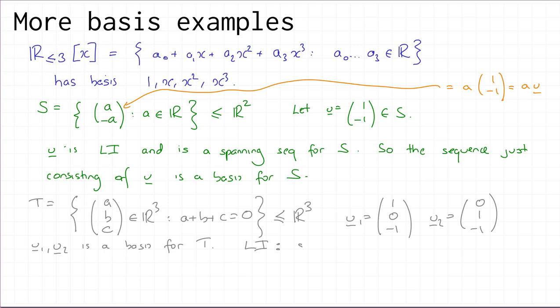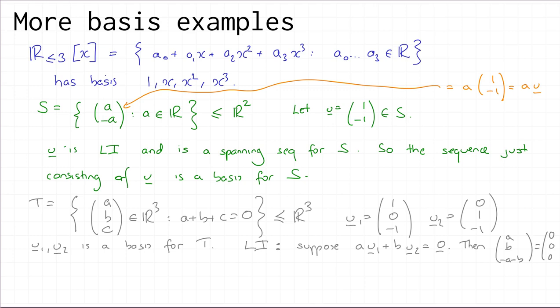So suppose a u1 plus b u2 is the 0 vector. Okay, what do you get from the first two entries in the vector a u1 plus b u2? So the first entry would be a, and the next entry would be b, and the last entry will be minus a minus b.